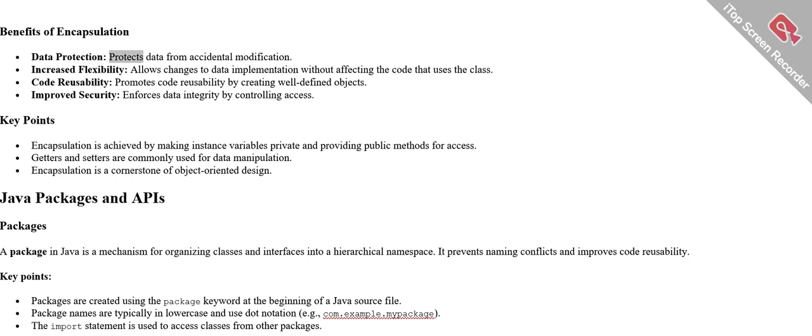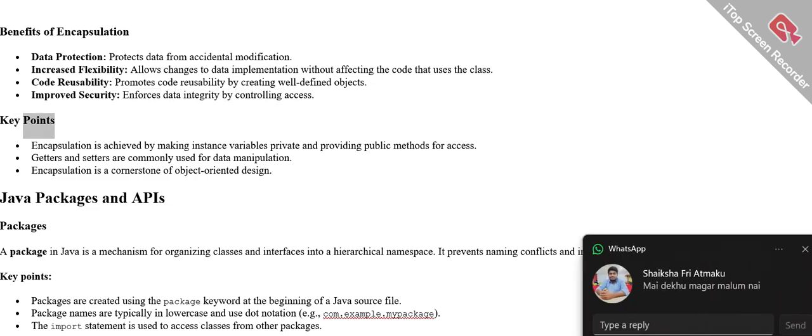Benefits of encapsulation. Data protection: protects data from accidental modification. Increased flexibility: allows changes to data implementation without affecting the code that uses the class. Code reusability: promotes code reusability by creating well-defined objects. Improved security: enforces data integrity by controlling access. Key points.